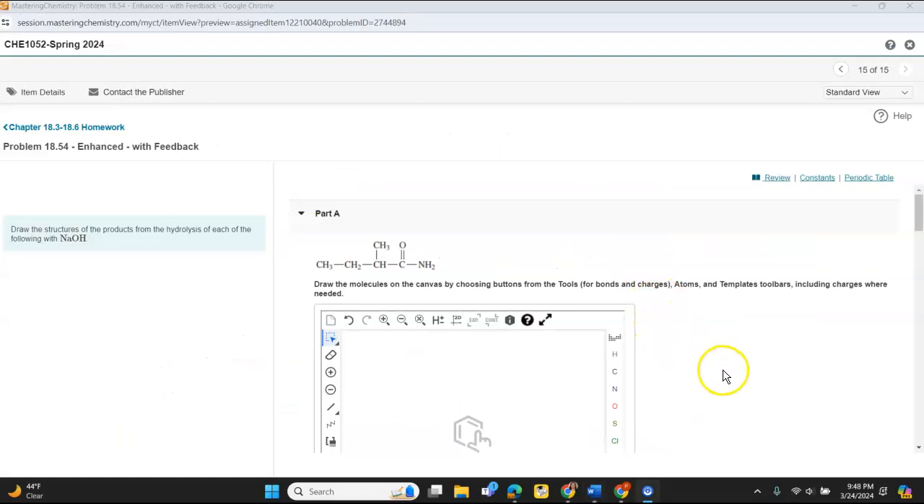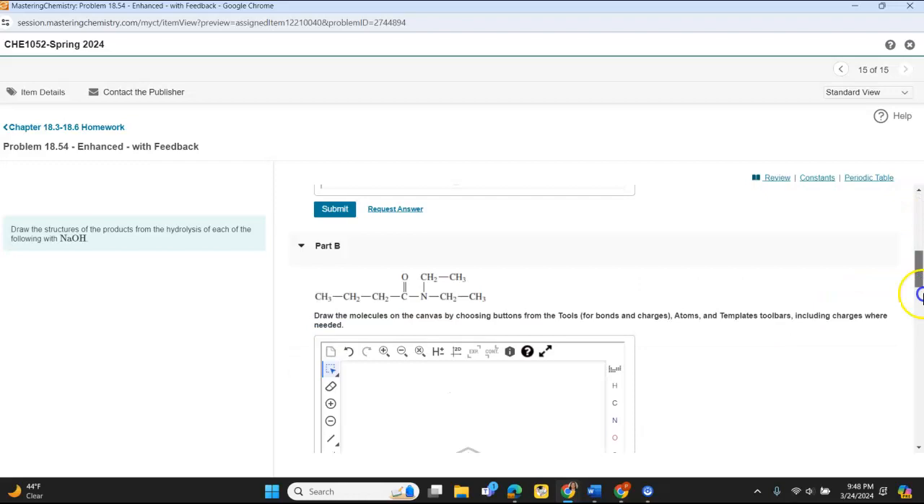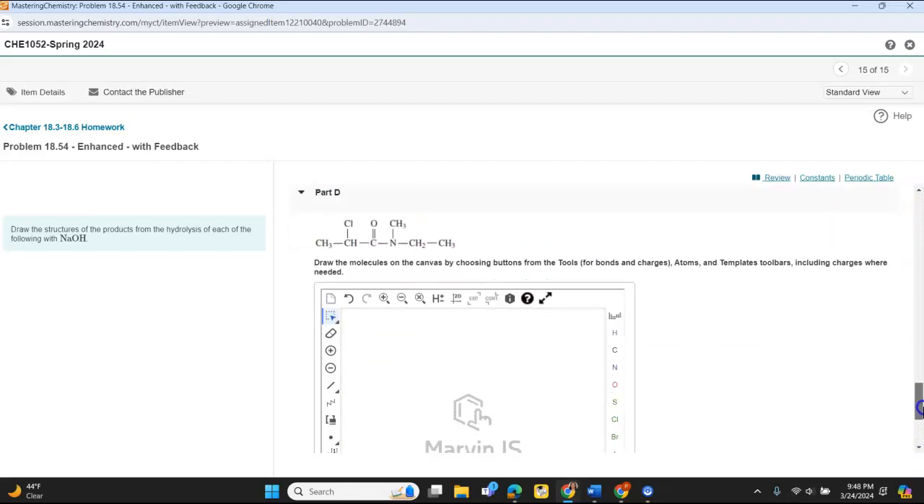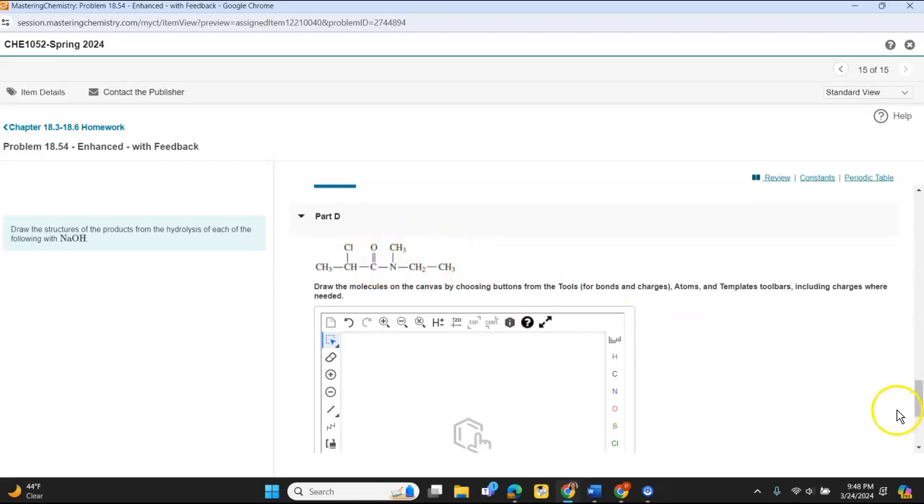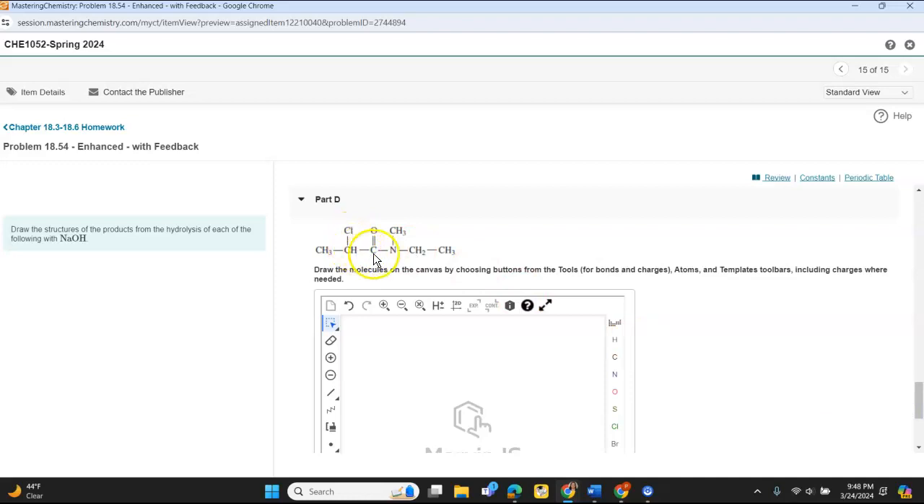Okay, let me show you how to use the drawing tool to answer this question. So this is the last question in your homework problem. I will do the last one since this structure looks a little bit complicated. It's asking to draw the structures of the products from the hydrolysis of each of the following with sodium hydroxide. Now, number one, split this carbon-nitrogen bond, and then what you get is the carboxylic acid, right? And the carboxylic acid needs to be given as the sodium salt.